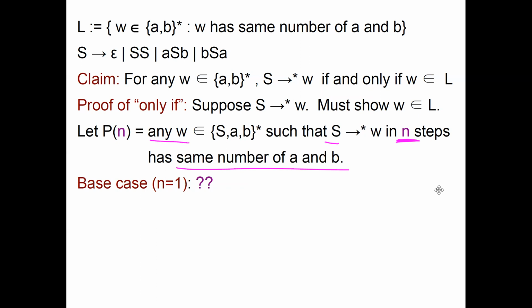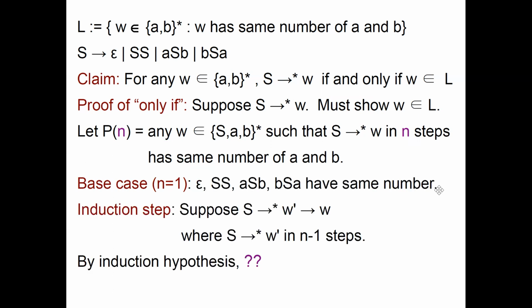The base case is n equals 1. What happens in this case? Well, you only apply one rule, so you get the strings here, and they all have the same number of a's and b's. So I'm done.